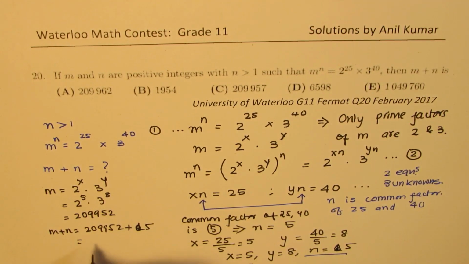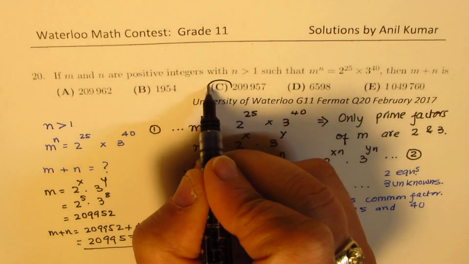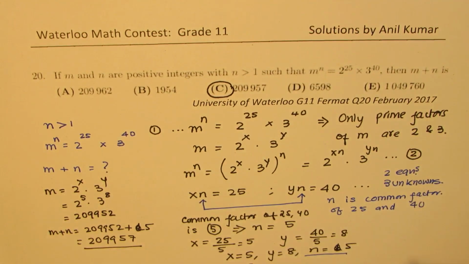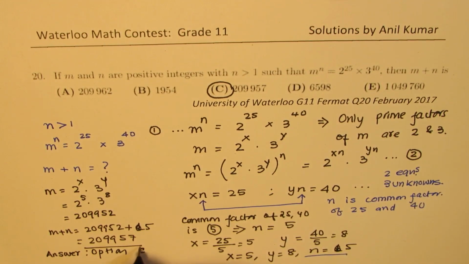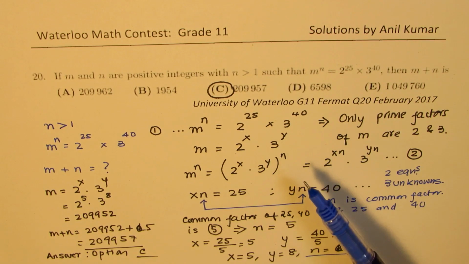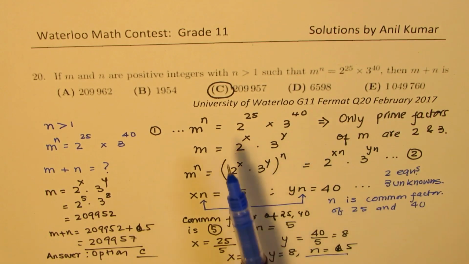So we'll add this and get our answer, which is 209957. 209957 is option C. So that becomes the solution, right? So we have that as our answer. So the answer is option C. I hope that makes sense. So the idea here is to work with the exponents as we have shown here, identifying that these are the only prime numbers, and then work on the algebra part, and we can actually solve this question. I hope that makes sense.